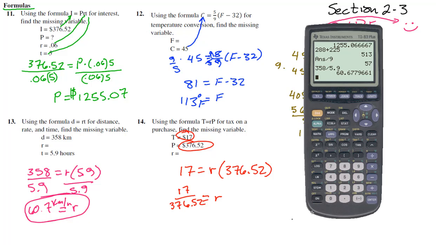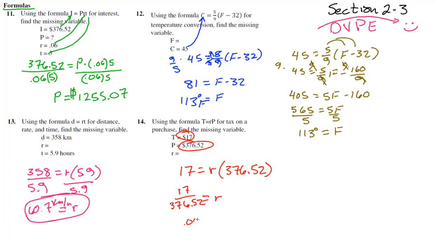Let's bring out the calculator and we get 17 divided by 376.52. And we get 0.04515. So if we move it 2 decimal places, we get 4.52 or 4.5%. That would be fine. You could put a 2 there if you wanted to. Great!